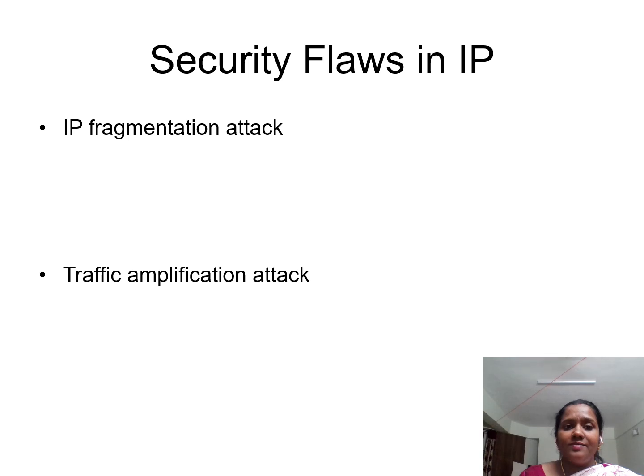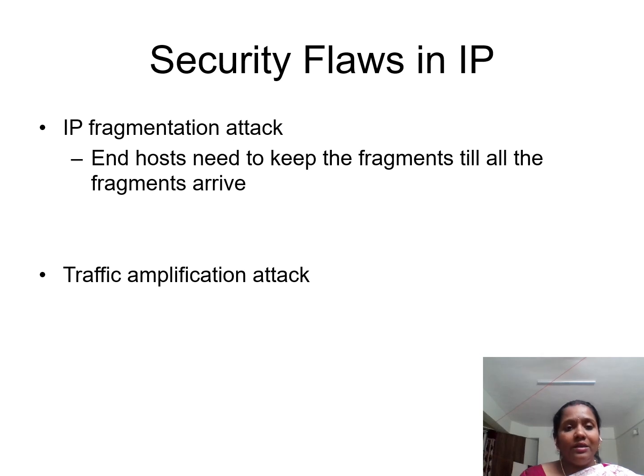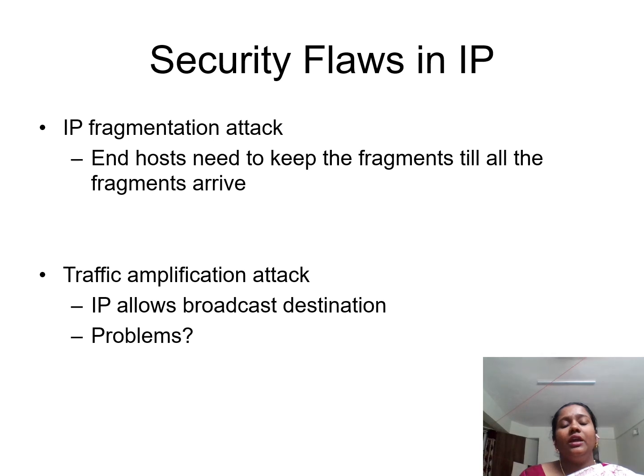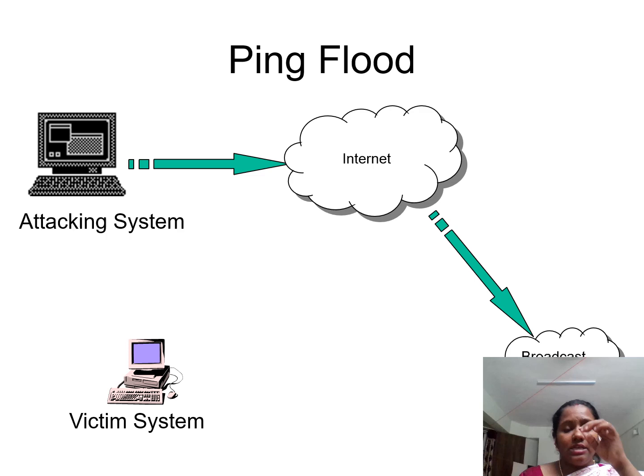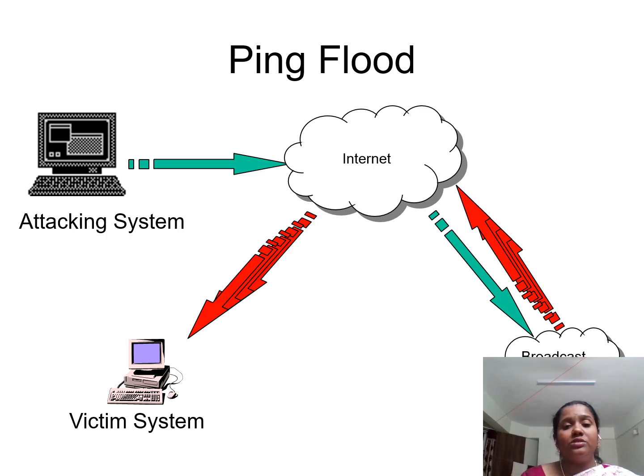So we have two types of attacks: the IP fragmentation attack and the traffic amplification attack. In the IP fragmentation attack, the host needs to wait until all the fragments arrive. The traffic amplification attack allows IP broadcast destinations. This is the ping flood, which attacks the system with internet broadcast to victim systems, and the attacking systems are each connected to each other to produce the results.